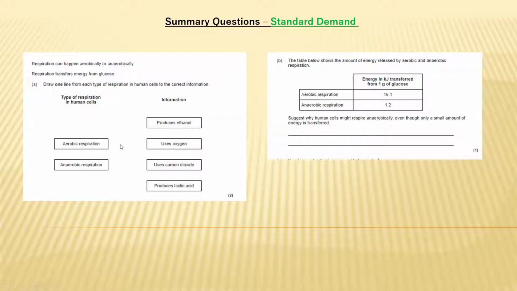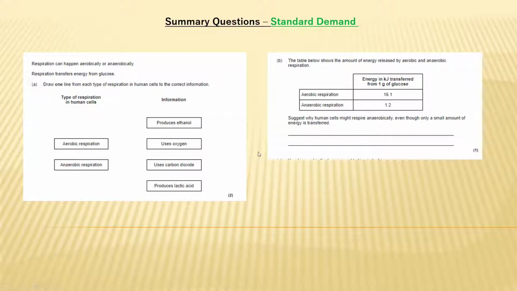What I'd like you to do is match up each type of respiration to one piece of information, because as we can see in here it says draw one line from each type of respiration. If you draw more than one line, you will not get the mark. Question B. The table below shows the amount of energy released by aerobic and anaerobic respiration. Suggest why human cells might respire anaerobically even though only a small amount of energy is transferred.